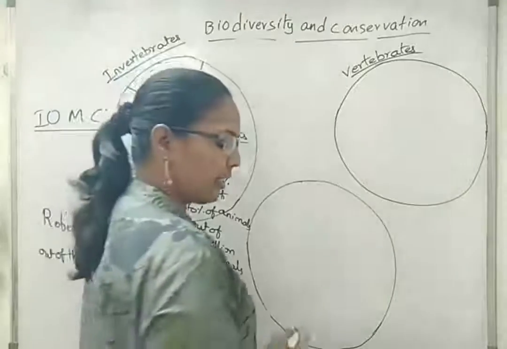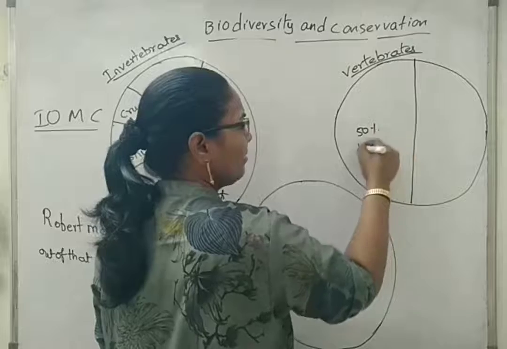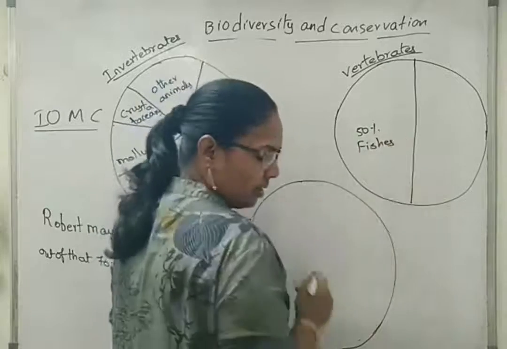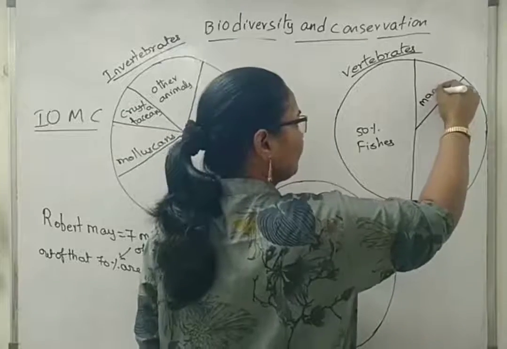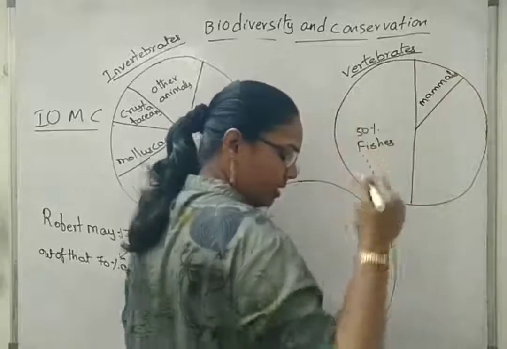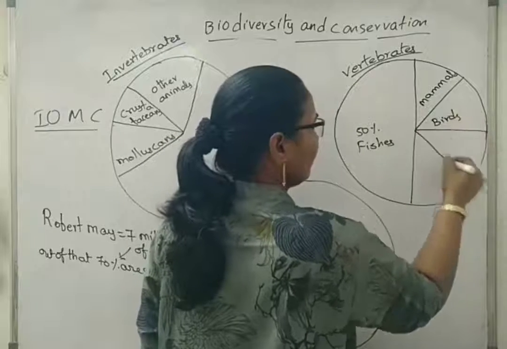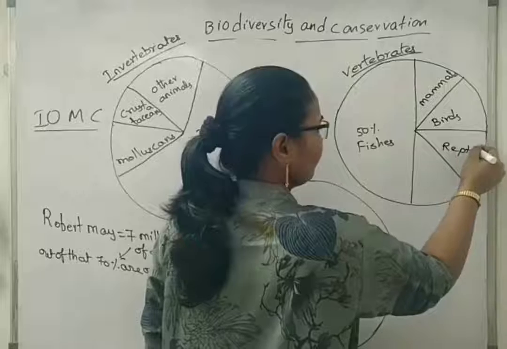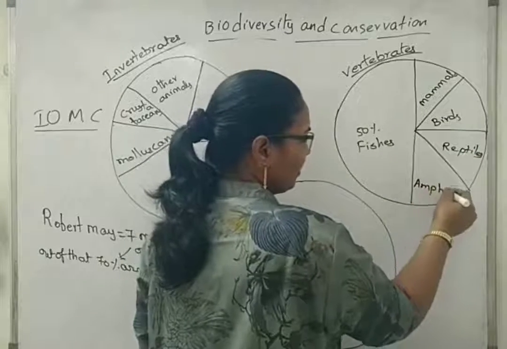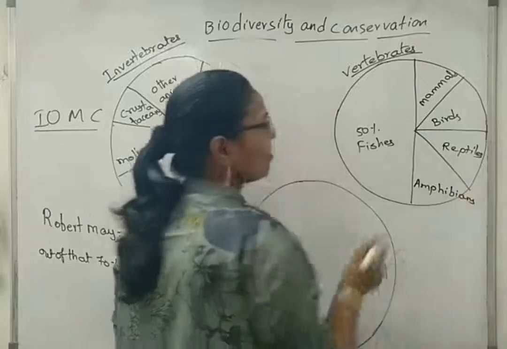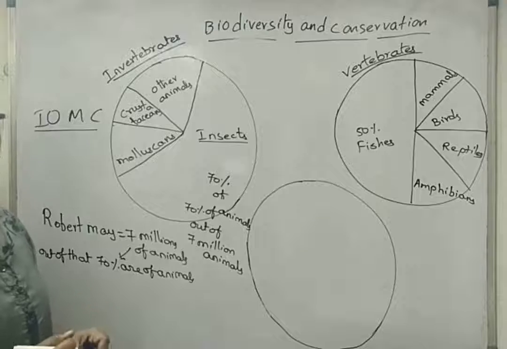Under vertebrates, we will see that 50% is occupied by fishes. Next, it is mammals. Next, it is birds. And next, reptiles. The next priority goes to amphibians. Among all the vertebrates, fishes are present in the highest percentage.